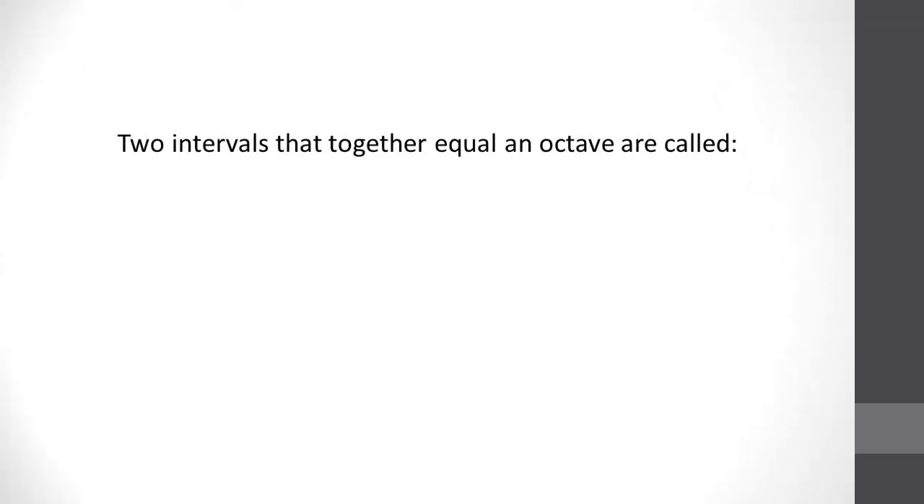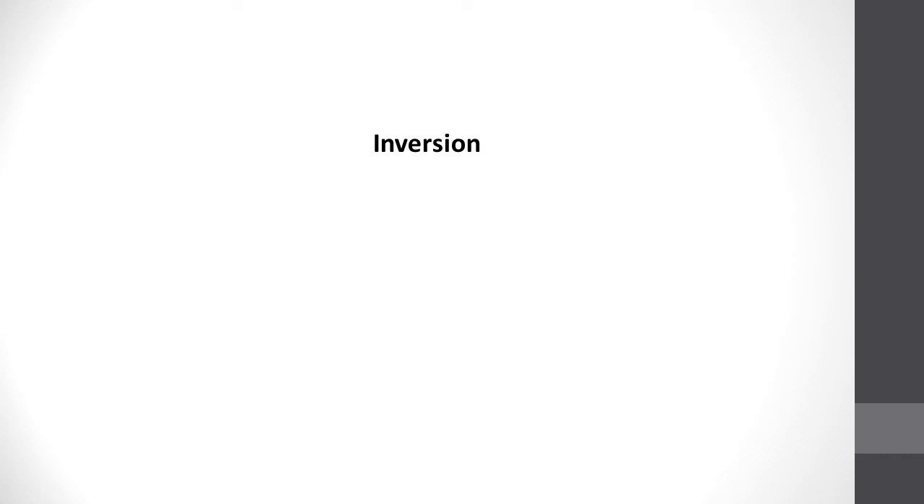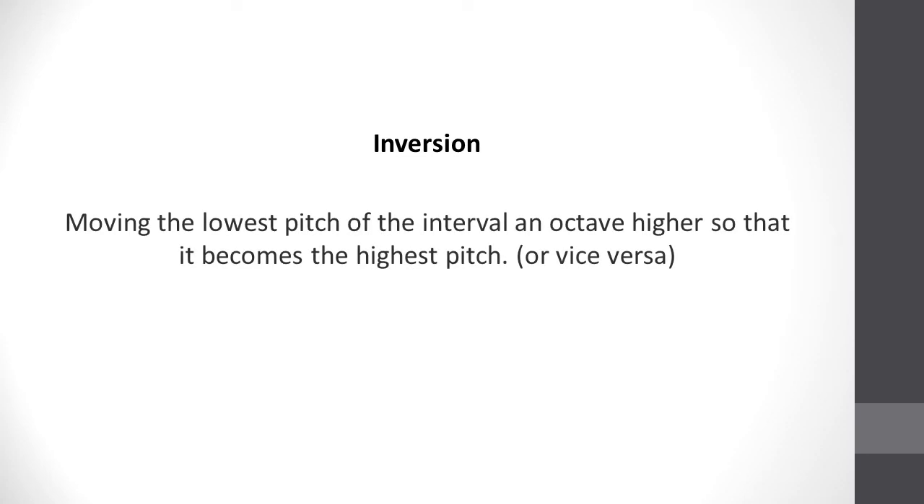Two intervals that together equal an octave are called complementary intervals. We can find the complementary interval of any particular interval by simply inverting the interval. Inversion of an interval means moving the lowest pitch of the interval an octave higher so that it becomes the highest pitch, or vice versa, moving the highest pitch of the interval an octave lower so that it becomes the lowest pitch. Let's demonstrate with an example.